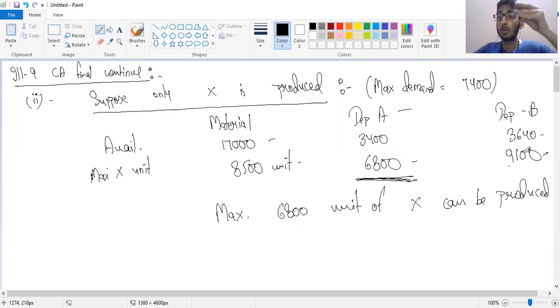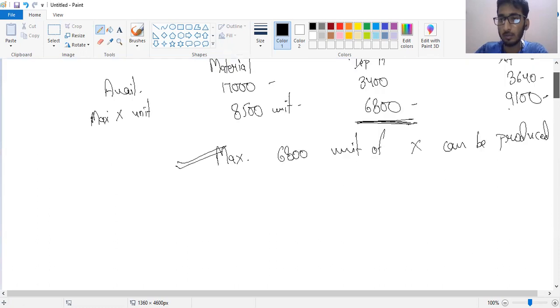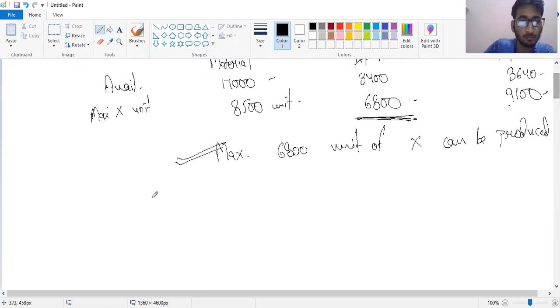And since department B's capacity is more than this, if it can produce 9,100, 6,800 can be produced. Okay, since it is lesser than this, 6,800 is the least we can produce. At least 6,800 can be produced.